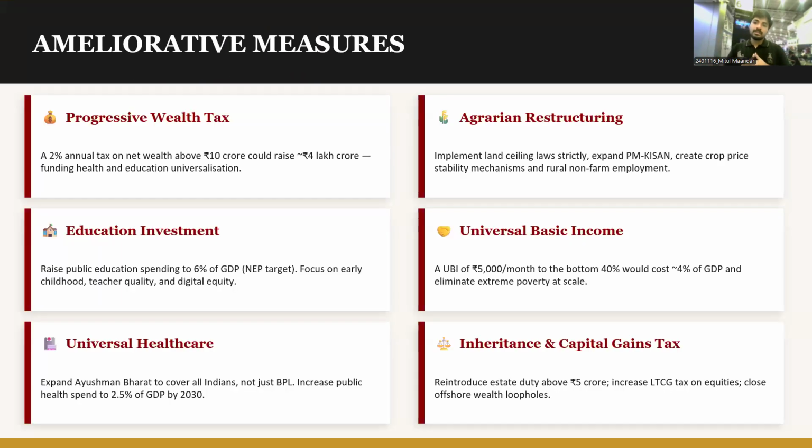What are some of the measures which we can take to improve? First is the progressive wealth tax. Second is agrarian restructuring. Third is education investment. Fourth is universal basic income. Fifth is universal healthcare. Sixth is inheritance and capital gains tax.